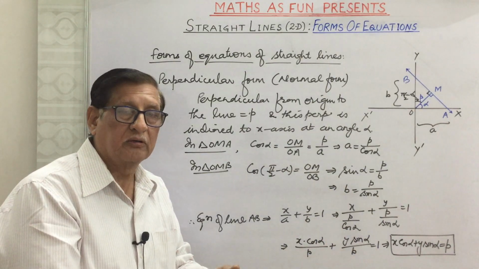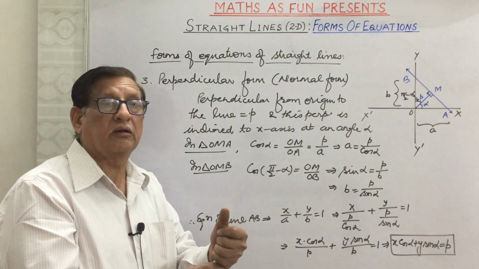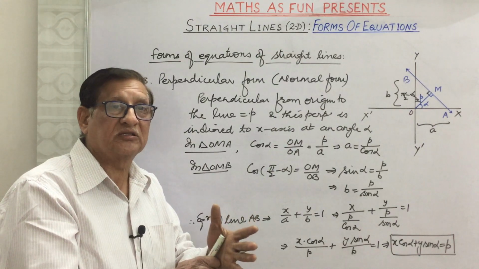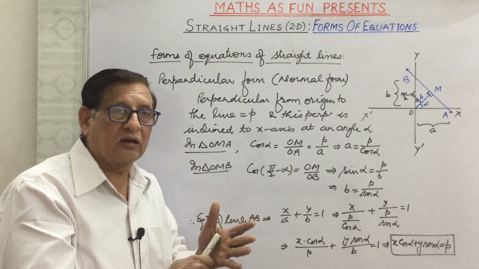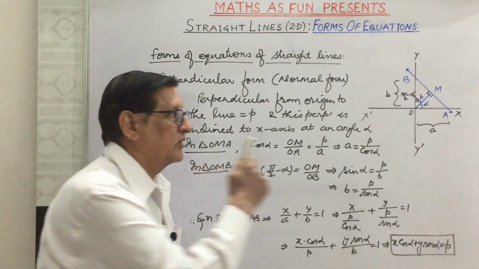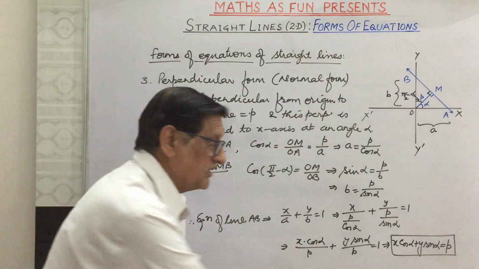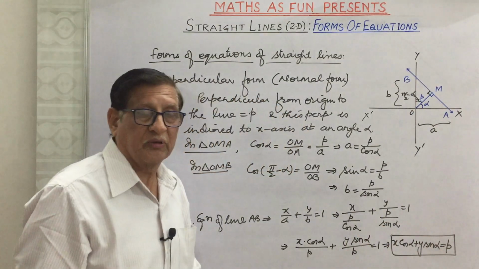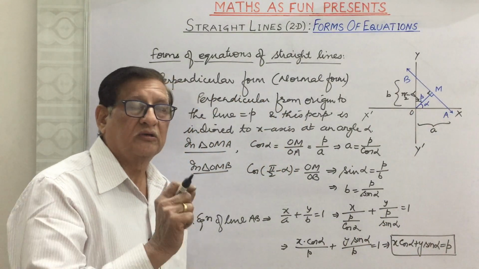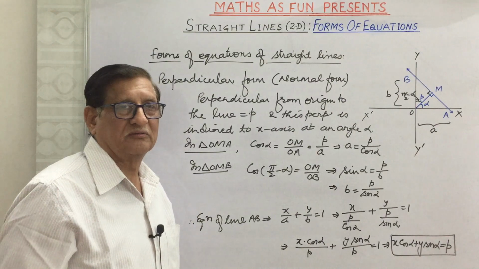Here we have to remember that alpha is not the angle made by the line with the x-axis. This is the angle of inclination of the perpendicular to the line from the origin. And P is the length of the perpendicular or normal to the line from the origin.